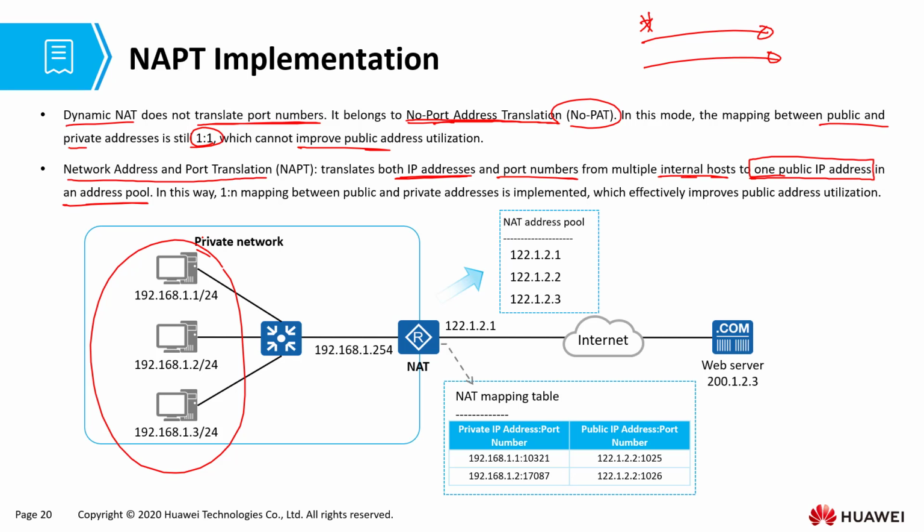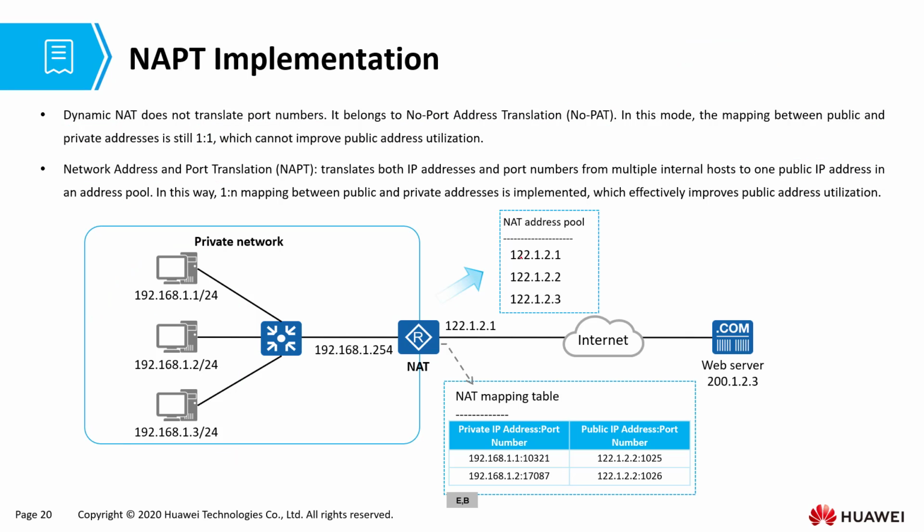So you realize this is quite similar to dynamic NAT. The only difference is that for each public address, we can convert this private address and that private address and that private address all to this very same public address, but with a different port number each time. We translate both layer 3 addresses and layer 4 addresses. That's why it's called network address and port translation.